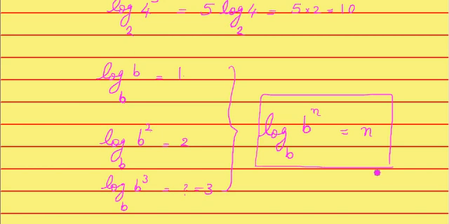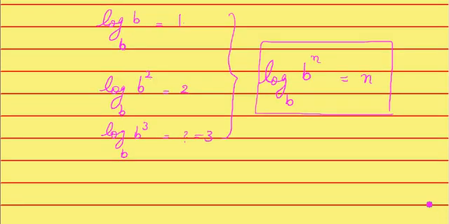This is one of the formulas that shows the interplay between exponents and logarithm, that they are inverse functions of each other. B to the power of n, that's the exponentiation. You take a logarithm, you come back to the exponent you had started with.